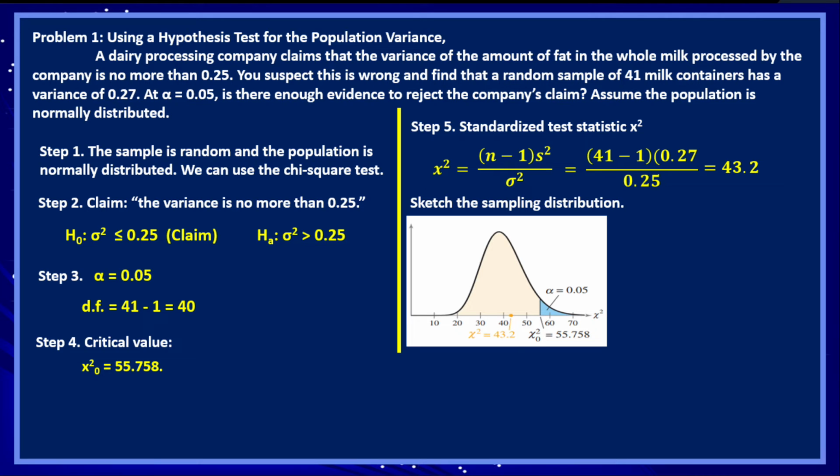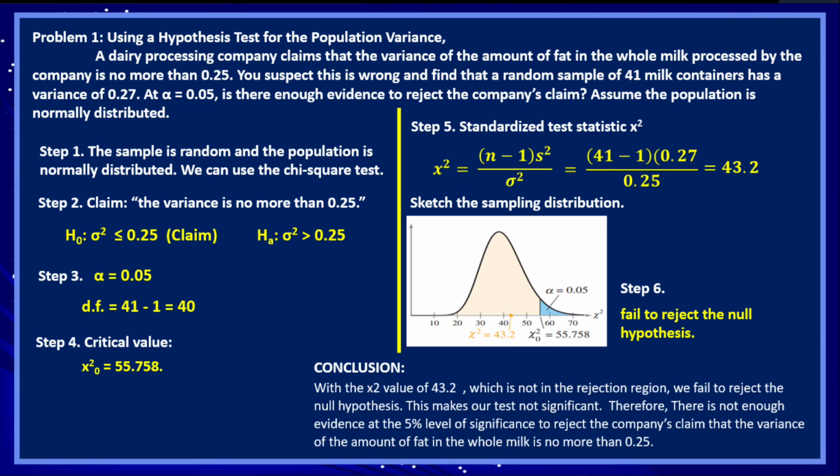In this case, because our χ² is 43.2, which is not in the rejection region, we fail to reject the null hypothesis. And for the last part, which is our conclusion, we can say that with the χ² value of 43.2, which is not in the rejection region, we fail to reject the null hypothesis. This makes our test not significant. Therefore, there is not enough evidence at the 5% level of significance to reject the company's claim that the variance of the amount of fat in the whole milk is no more than 0.25.